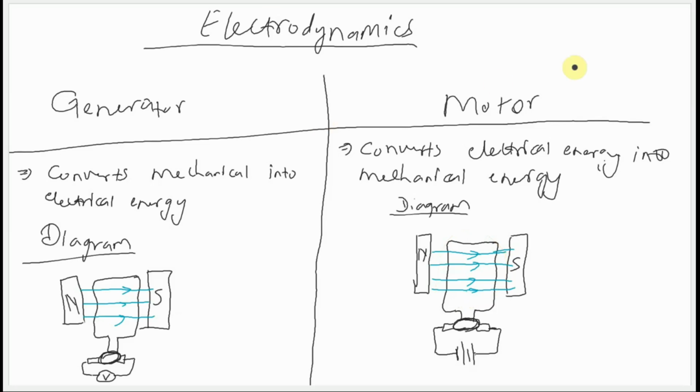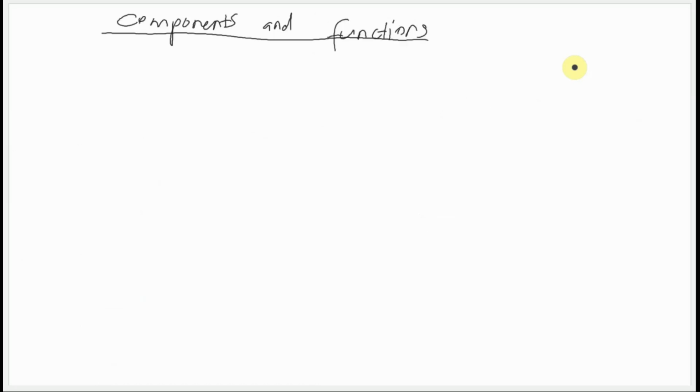Okay, now we're going to talk about components and functions of both motors and generators. Like I said, since they have the same setup, it's fair to generalize those components under the same heading. So we have the same components in both motor and generator, but in a motor, instead of having a voltmeter, we have a battery. So one, we have magnets.